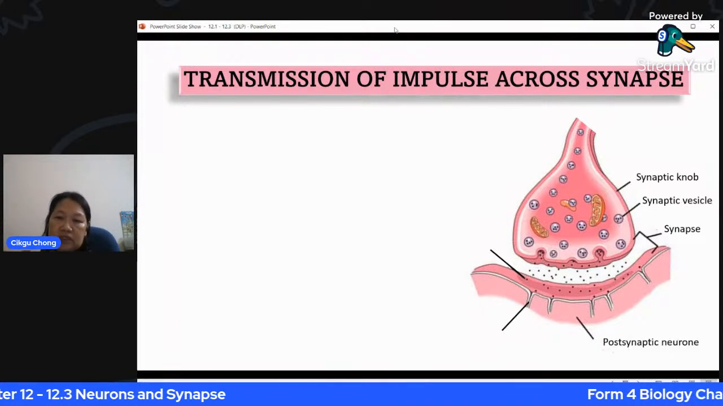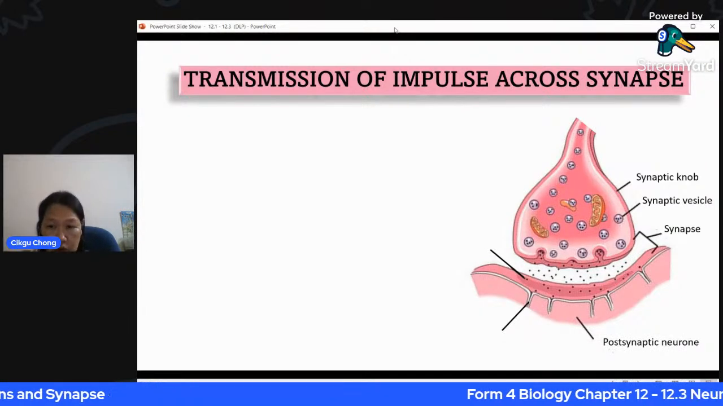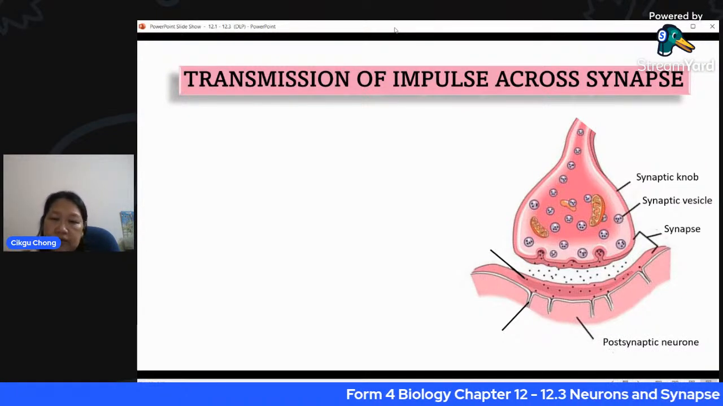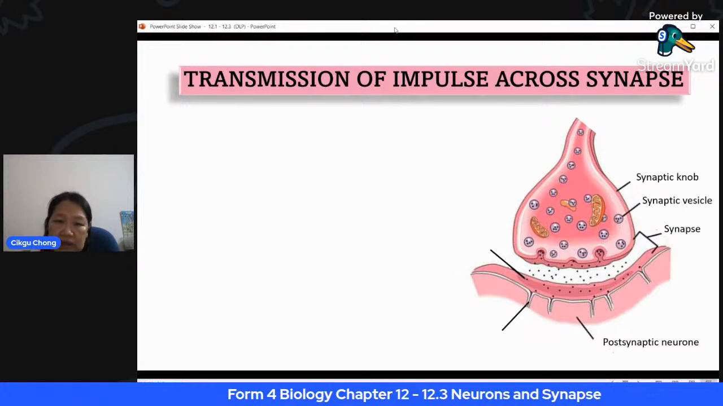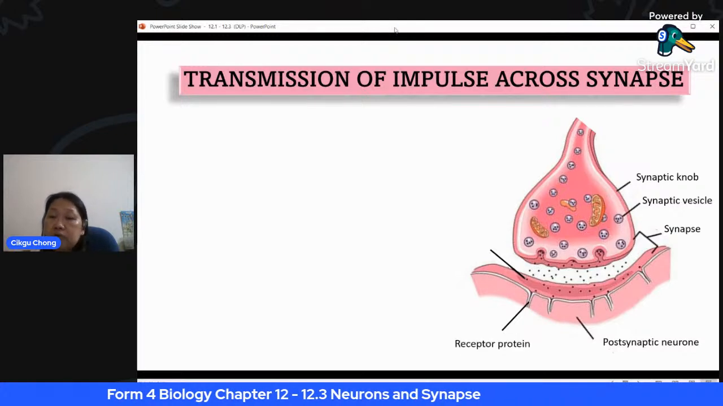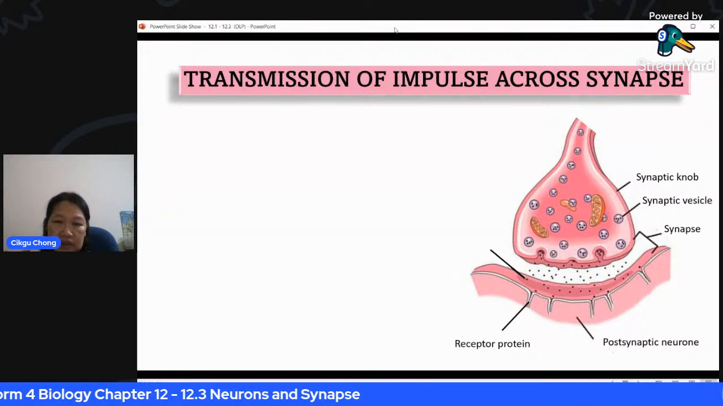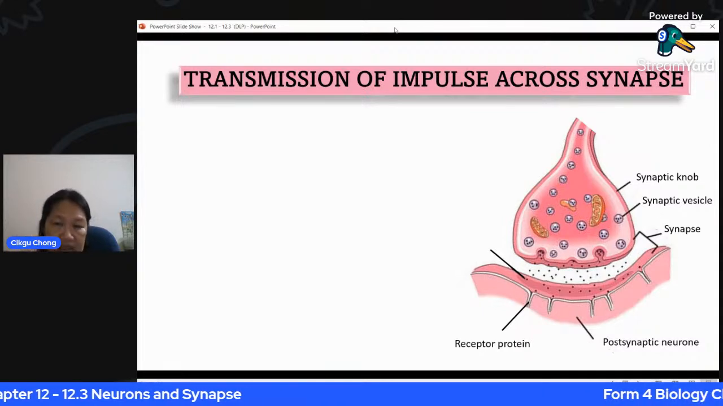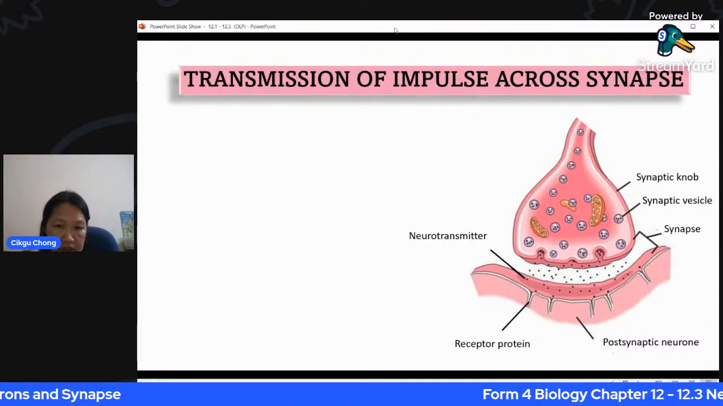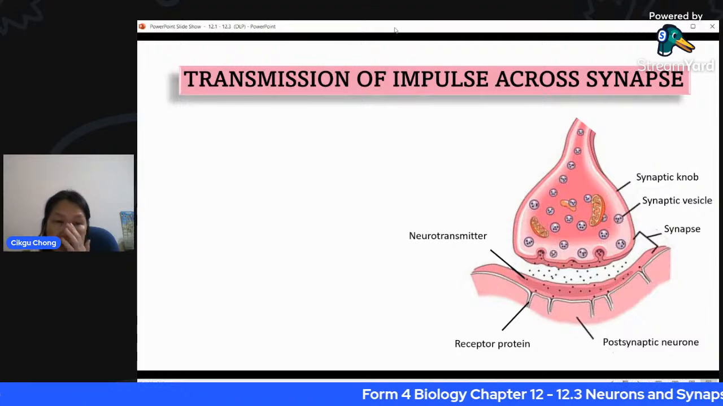Then the next one is the post-synaptic neuron, not referring to the membrane. And that one is the receptor protein. And next one, these are referring to the dots there. These are the chemical called neurotransmitter. Okay, clear?